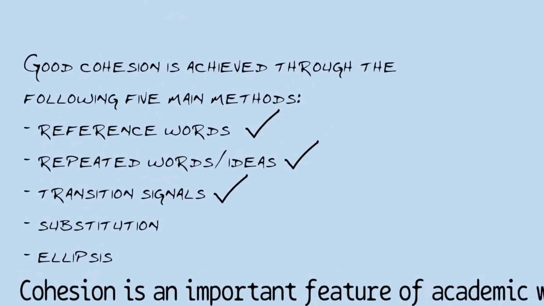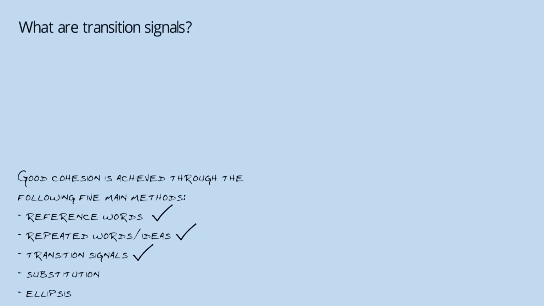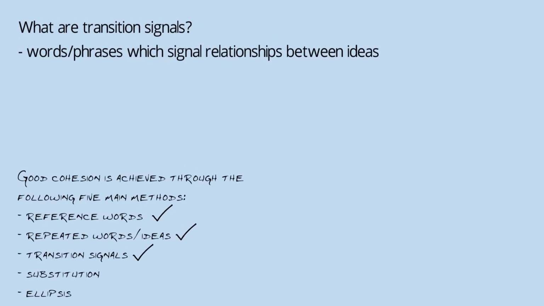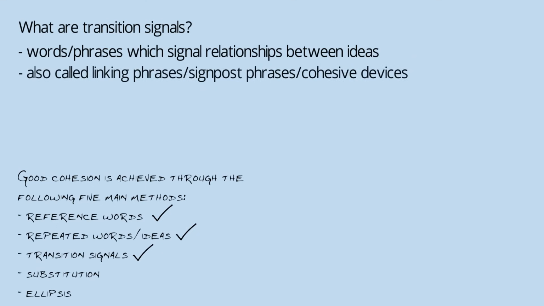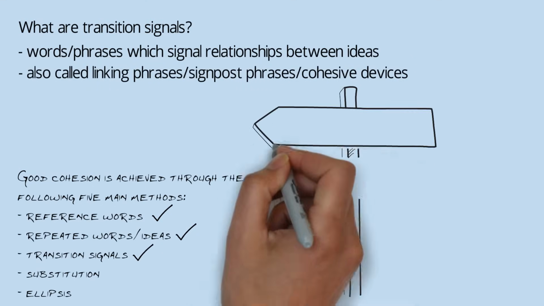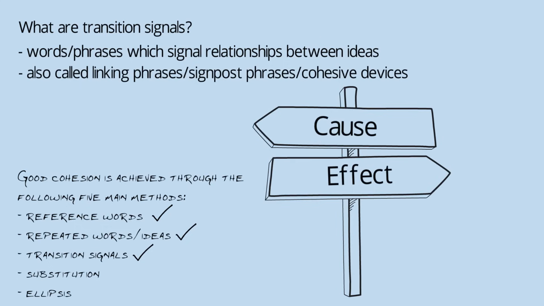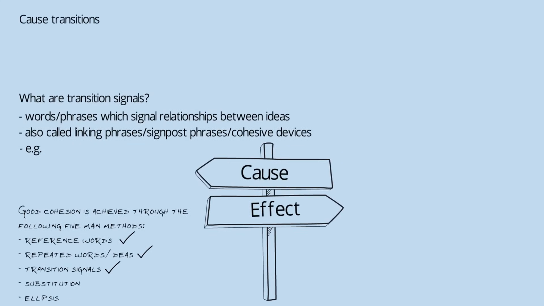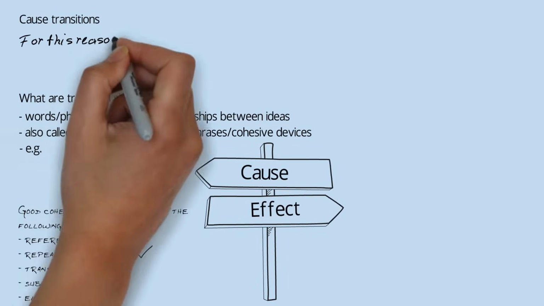So thirdly, let's consider transition signals. What are transition signals? These are words or phrases which signal the relationships between ideas. They're also called linking phrases, or signpost phrases, or cohesive devices. Let's look at some examples.